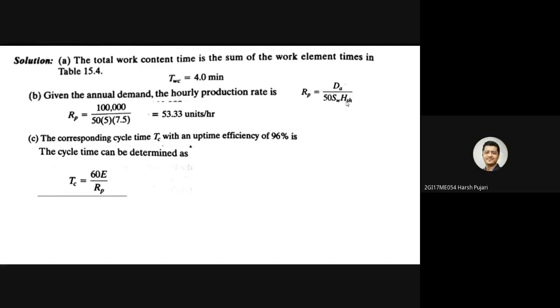It is 1.0801. So 60 into efficiency upon RP, 1.08 minutes. Yes, I'm getting 1.0801 minute. Okay. So I hope all are getting the value of TC.